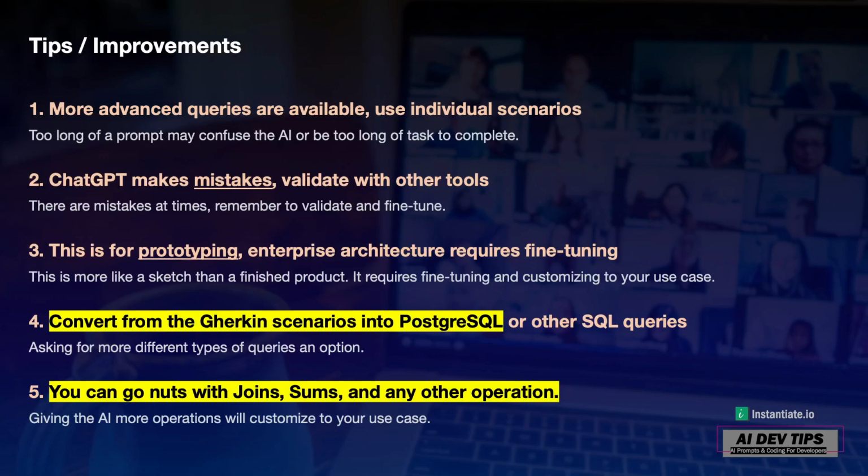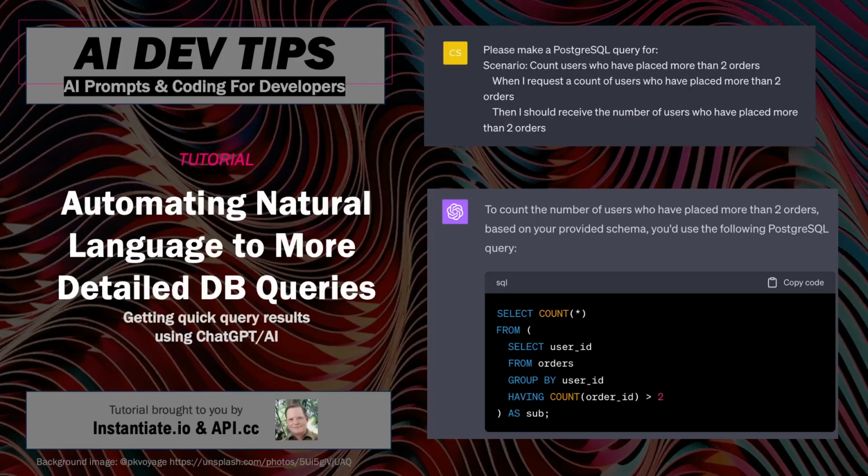As always, remember, this is for prototyping, and enterprise architecture would require more customization to your use cases, more fine-tuning for things like performance and things like that, but you can still definitely use ChatGPT to speed that up. And that's it, automating natural language to more detailed database queries, getting quicker results with ChatGPT and AI.